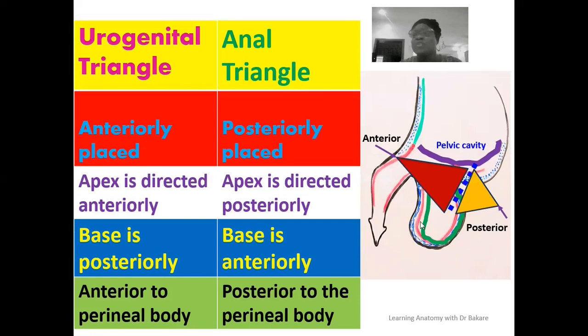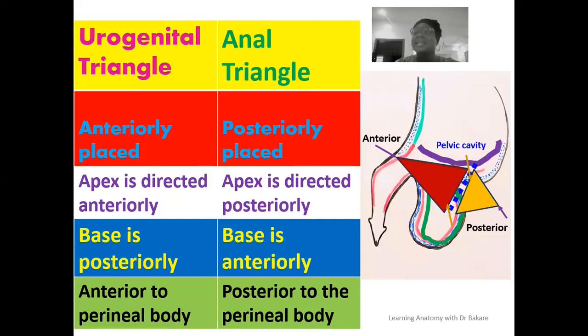If you go further, you see that the base of the urogenital triangle is what is arrowed here at this point, and it is directed towards the posterior region, while the base of the anal triangle is what is also arrowed here in yellow, and you see that the base of the anal triangle is directed towards the anterior region. So it's good for us to be able to describe how these triangles are positioned within the perineum.